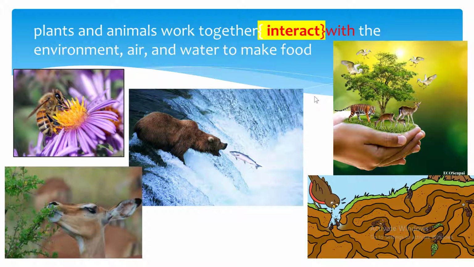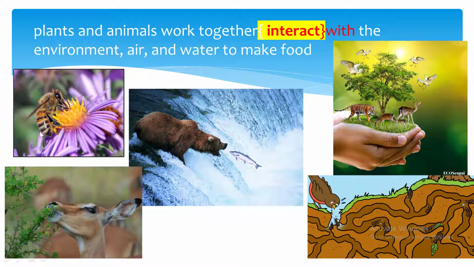Okay, we're going to pass to interact. What is interact? We said that plants and animals work together with the environment. What are we going to name this? Interact. They interact with the air and the water to make their food. For example, the brown bear interacts with the water, with the environment, to get its food, to catch fish.